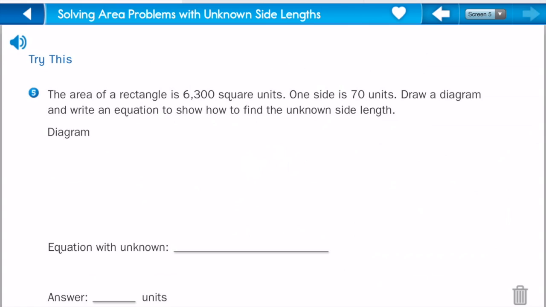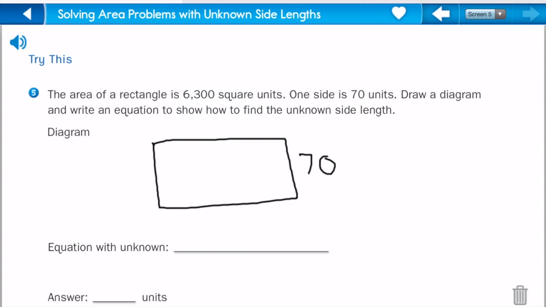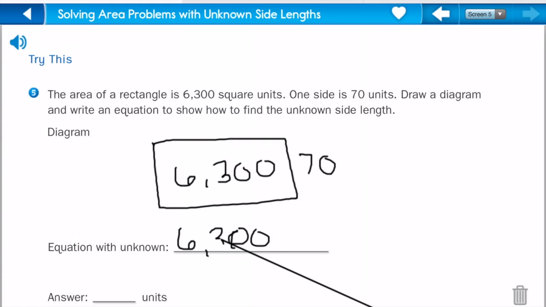Okay? The area of the rectangle is 6,300 square units. One side is 70 units. Draw a diagram and write an equation to show how to find the unknown side length. Okay, so let's draw our diagram. Kind of like how we did before. So I'm going to draw it. Okay. One side is 70. The other one is 6,300. Okay. I'm going to do the same thing right here. I'm going to take 6,300.